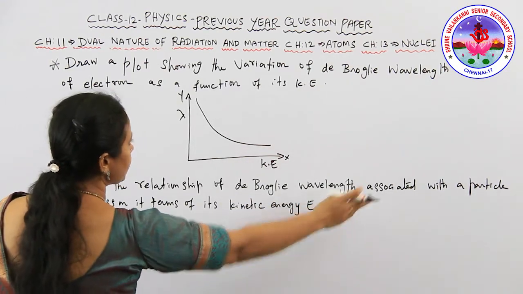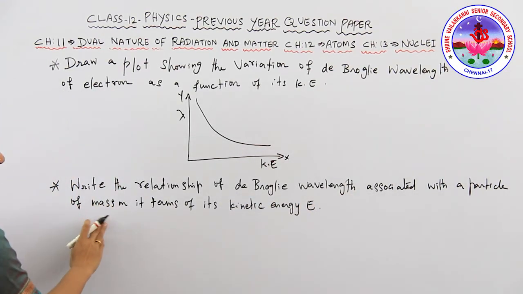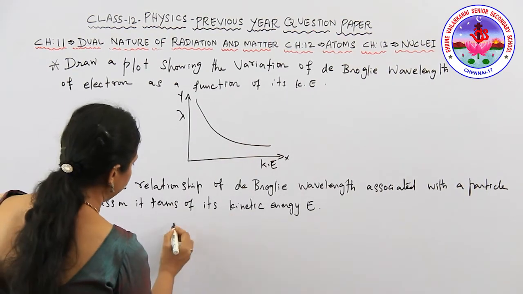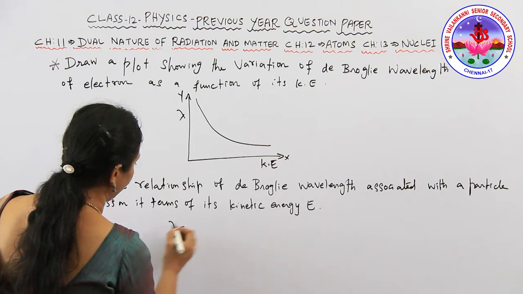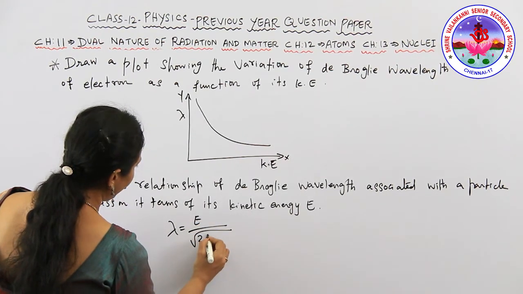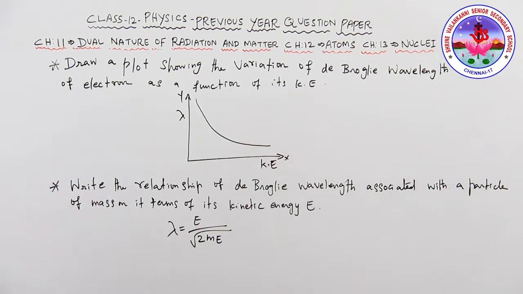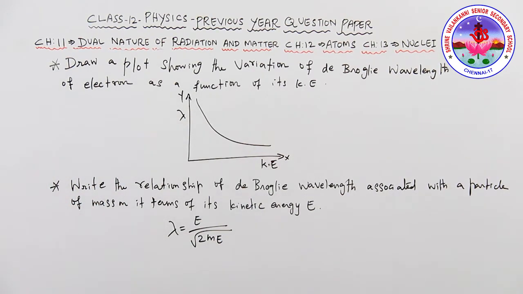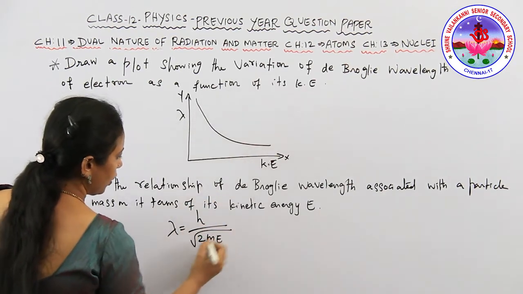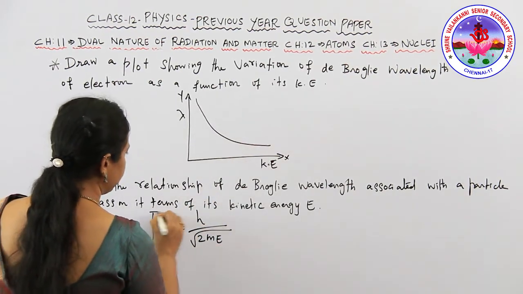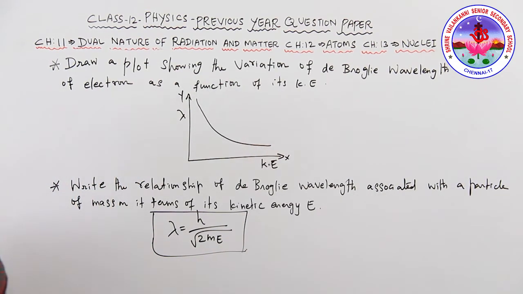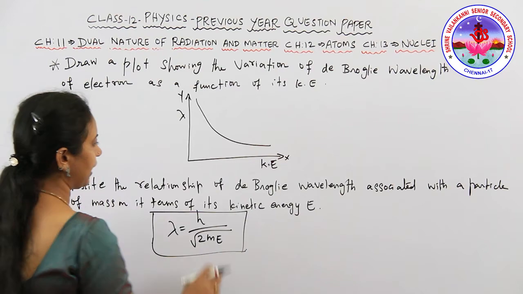Write the relation of the de Broglie wavelength associated with a particle of mass m in terms of its kinetic energy. Then the relation is lambda equals h divided by root 2mE. That is the relation of the de Broglie wavelength associated with a particle of mass m in terms of the kinetic energy.